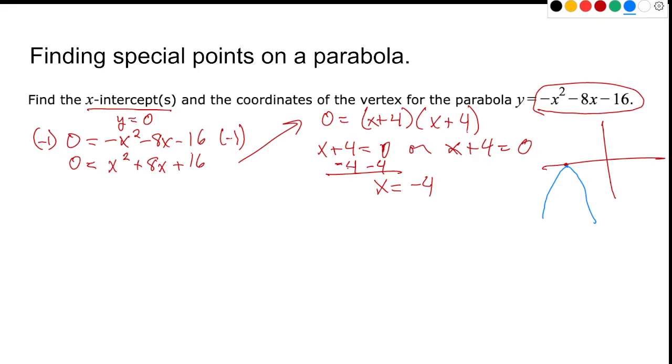Okay. And the reason I know it opens downwards, again, from the original function, there was a negative here. I know it's opening downwards. I know that there is only one x-intercept. The only way that can happen with a U-shaped deal is for the parabola to just sort of, as I say, kiss the x-axis. So this is the point -4, comma 0. So we've also got our coordinate for the vertex.